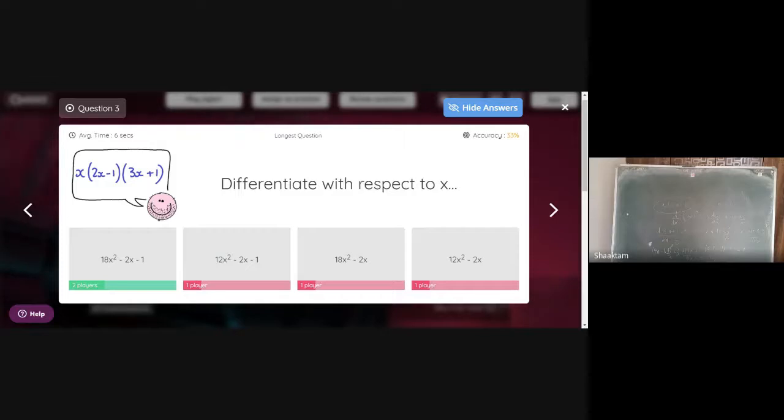Or what they actually wanted in this question is, I think, you should multiply all the terms first. So you'll get 2x square minus x into 3x plus 1. Finally do that, and then you figure out only the differentiation. Fine. So that was it for this one.